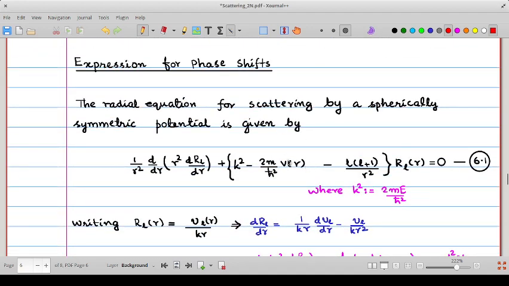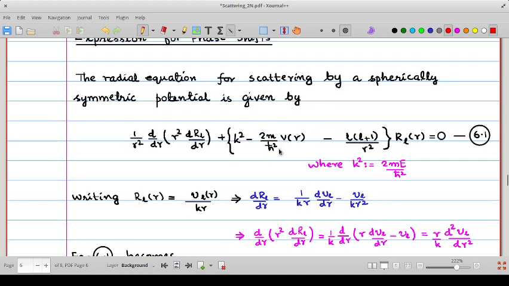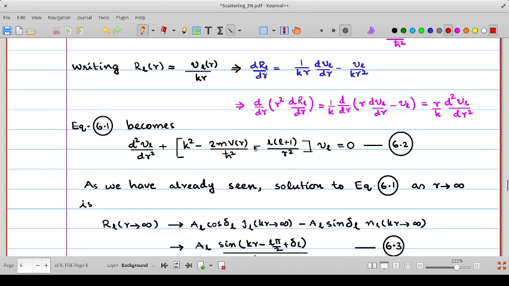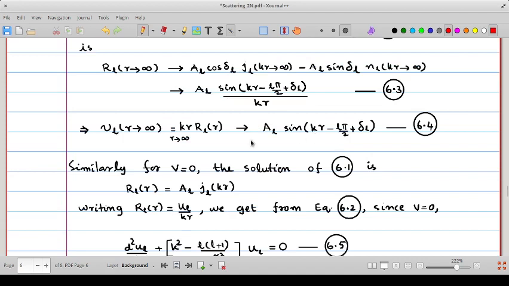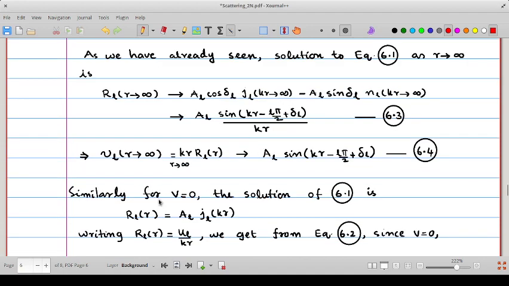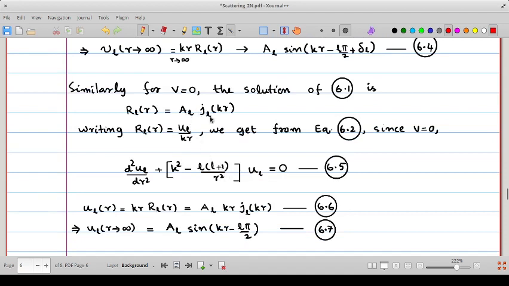Now, if we set V equal to 0 in this equation, we have a solution which is applicable everywhere, and we know that the solution is given by a linear combination of the spherical Bessel function and the spherical Neumann function, and it should be valid at r equal to 0 as well. But the spherical Neumann function diverges at r equal to 0, and therefore a solution that is valid everywhere, that is valid also at r equal to 0, should not contain the spherical Neumann function. So for V equal to 0, the solution of equation 6.1 is simply the spherical Bessel function j_L(kr) multiplied by a constant A_L.